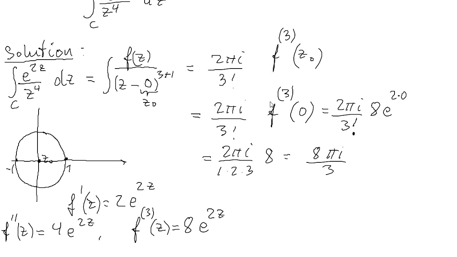So inserting this in this expression, we obtain the following value: 2 pi i over 3 faculty. 3 faculty is 1 times 2 times 3, which is 6. And we know that the exponential function of 2 times 0 is 1, so then we have the number. It turns out to be 8 pi i over 3.